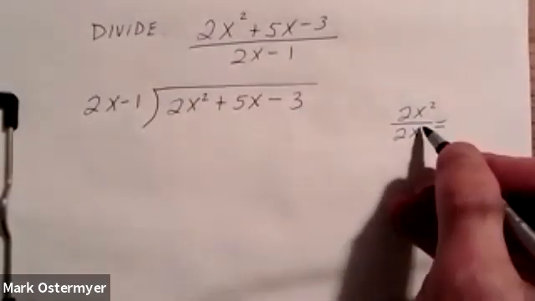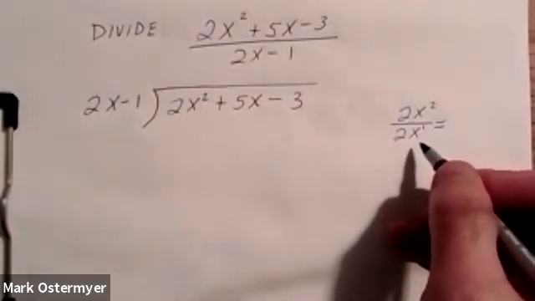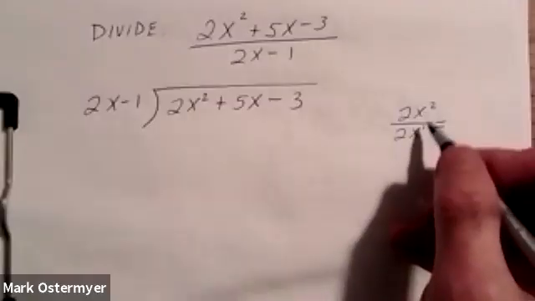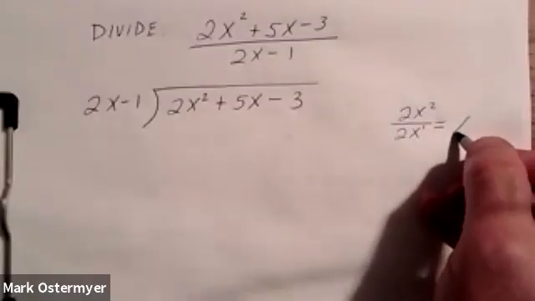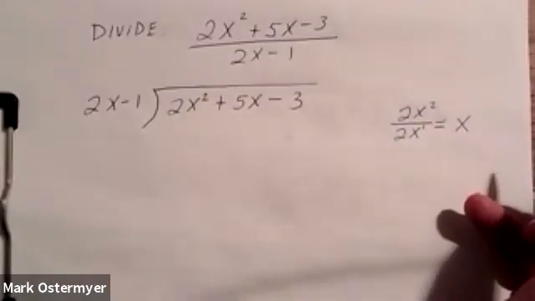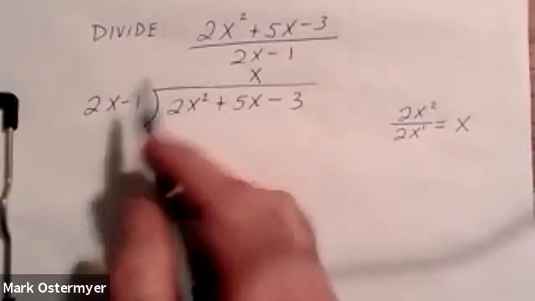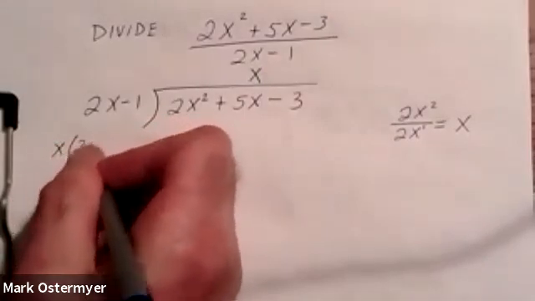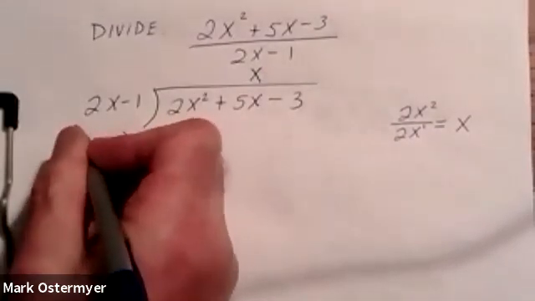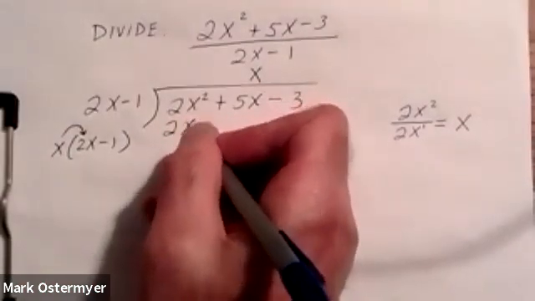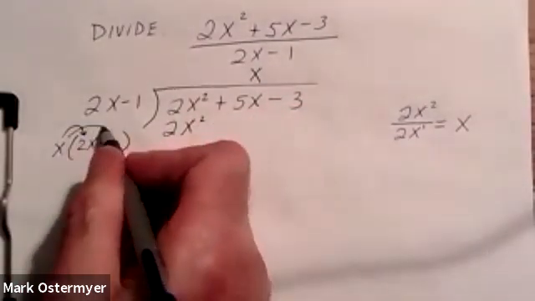How does this reduce? The 2 is reduced out. What's x squared divided by x? Just x. So x becomes the first term in our quotient. Take x, multiply it by your divisor. What's x times 2x? 2x squared. x multiplied by negative 1.